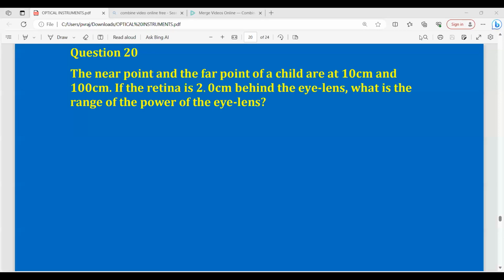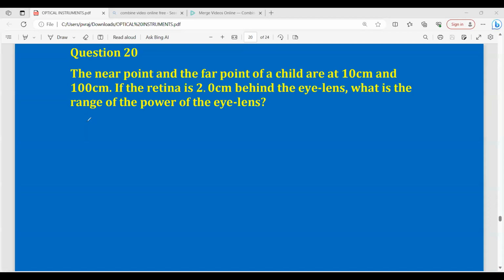The near point and the far point of a child are 10 centimeters and 100 centimeters. If the retina is 2 centimeters behind the eye lens, what is the range of the power of the eye lens? It is a similar question to the previous one, just with both cases.